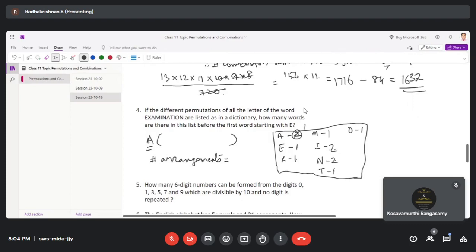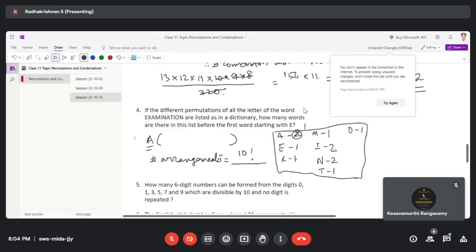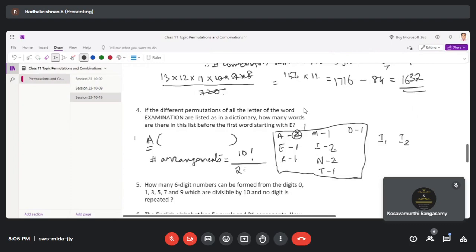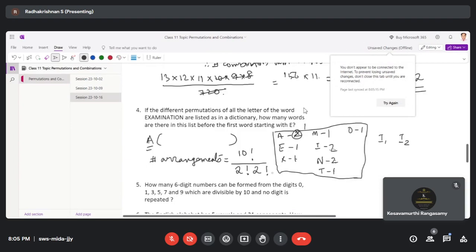So what should we do? We make the 2 N's, N1 and N2, and I1 and I2, sir. See, 10 factorial is the total number of arrangements, but the combinations with I1 and I2, we have to count as 1 only, right? There are 2 combinations, we have to count as 1. Therefore, we divide it by 2 factorial because I is appearing 2 times. N is appearing 2 times, so again, we divide it by 2 factorial.